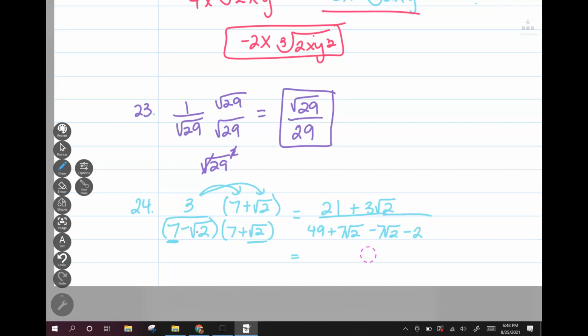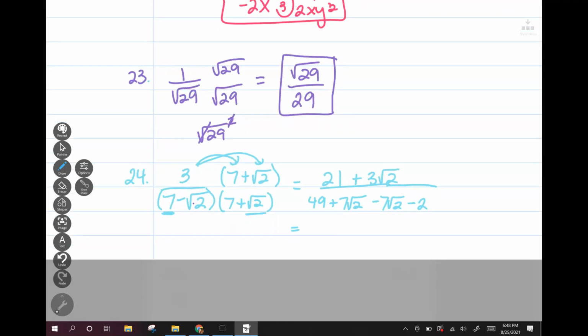Now let's simplify. This always happens when you multiply by a conjugate. That's kind of the whole point of doing it, is that these terms that have a square root are going to cancel. So those are always going to go away. In the top, I can't simplify that. I've got 21 plus 3 square root of 2. In the bottom, I've got 49 minus 2, which is 47. And I cannot simplify that. 21, 3, and 47 are not divisible by the same number. So that's the final answer.